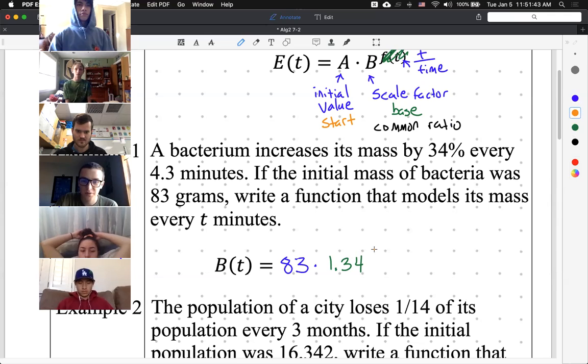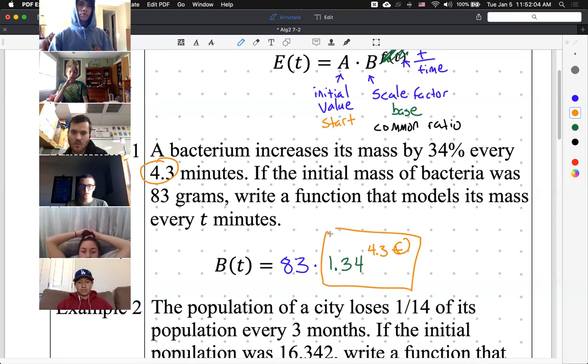I think the exponent would be 4.3 times t. 4.3 times t. All right, so that is actually incorrect, but let's talk about why. So in theory, if we plug in 4.3 minutes into the value of t, then we should have this piece be 1.34, because that's what it means. Every 34% increase, 1.34 every 4.3 minutes. But if we plug in 4.3 into t, we get like 16 or 17 for this power when we want 1 for that power. We want this thing to be 1 whenever I plug in 4.3.